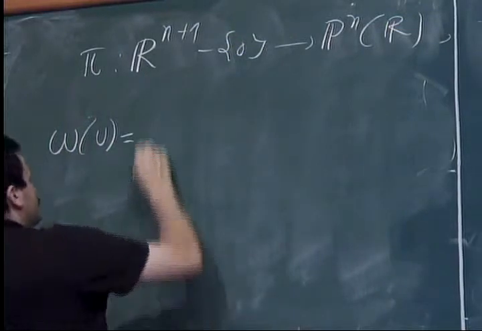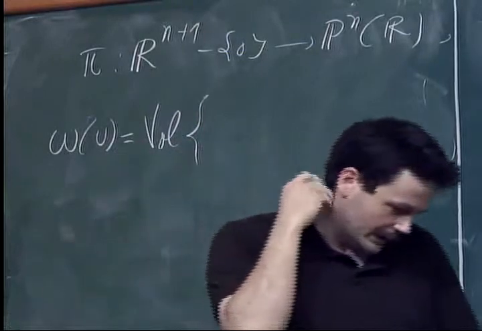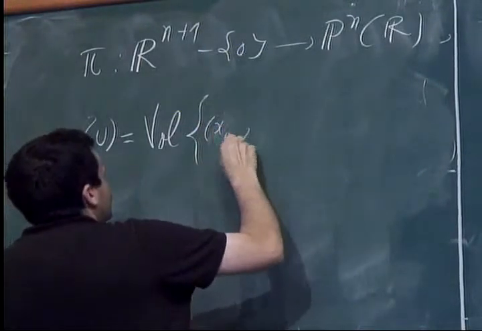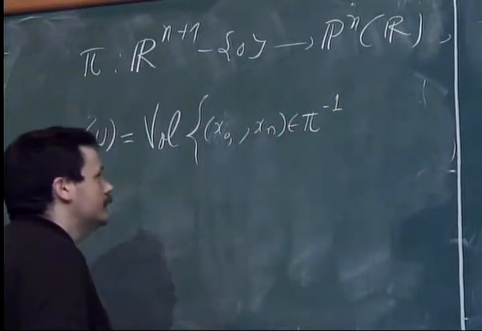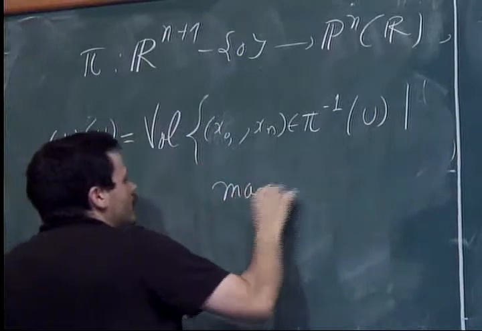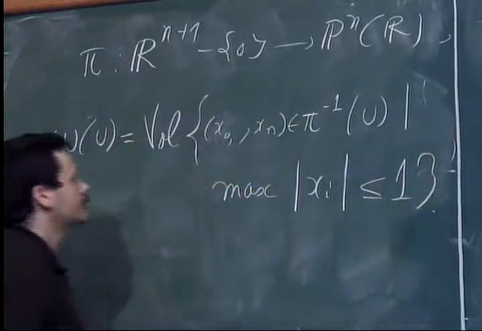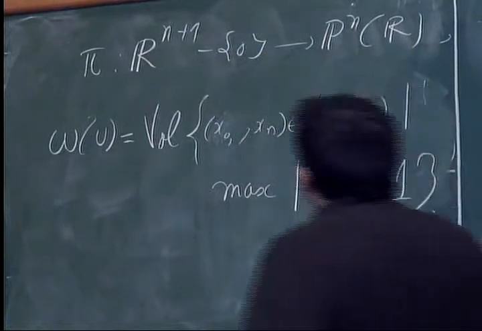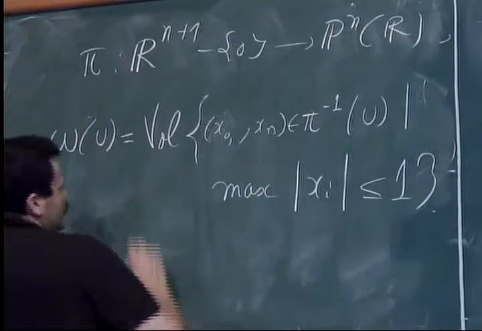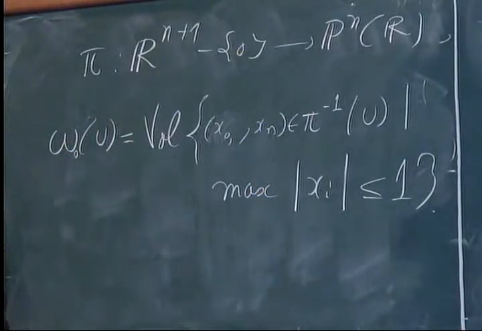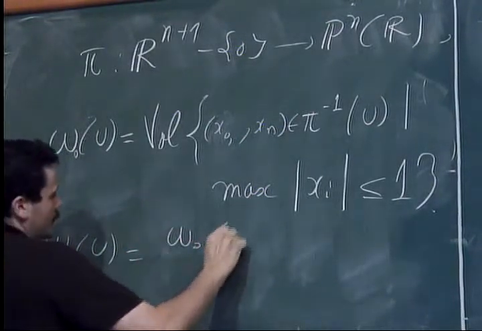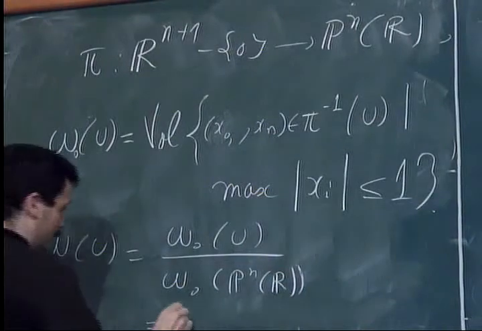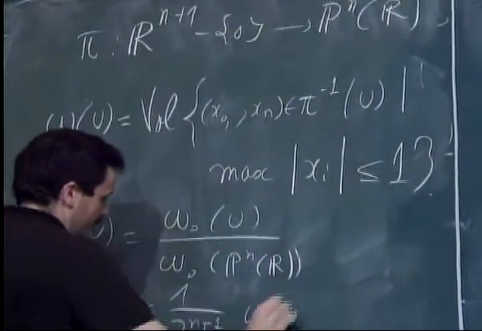will be the usual volume on R^(n+1) of the set of (x_0, ..., x_n) in pi^(-1)(U) such that the maximum of the absolute values of the coordinates is less than 1. And maybe I should divide it by something, because this is not a probability measure. So let's say omega_0 of U, and then omega of U is omega_0 of U divided by omega_0 of P^n(R), which is simply 1 over 2 to the power n+1 times omega_0 of U.